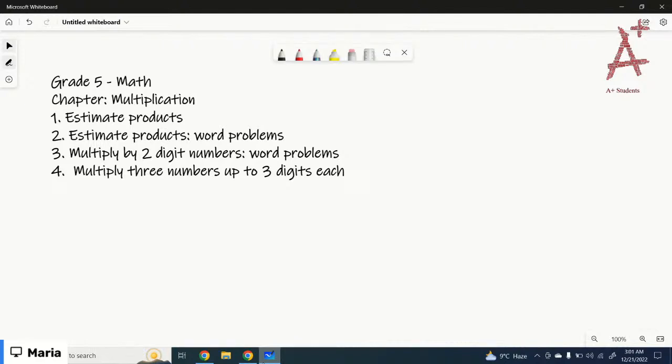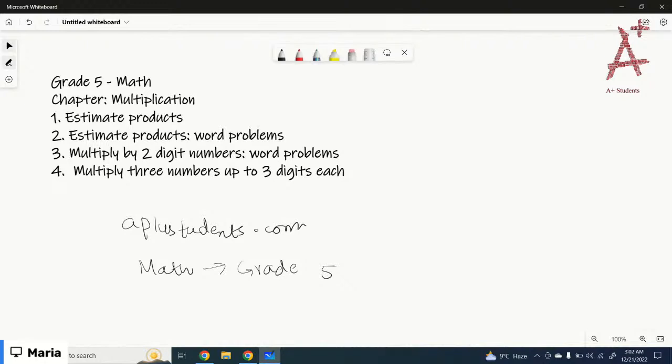So we're going to start with grade 5 maths. You can find all the lessons on aplusstudents.com. You have to log in there using your email address and password as provided by the administrator. Then you have to select math from the subject tab. Scroll down to grade 5 maths and click on your lessons.